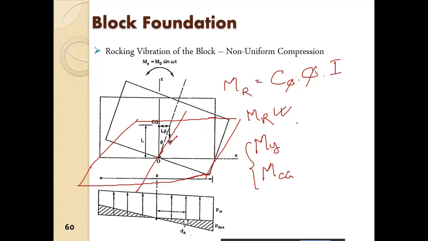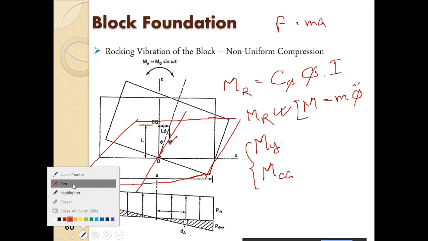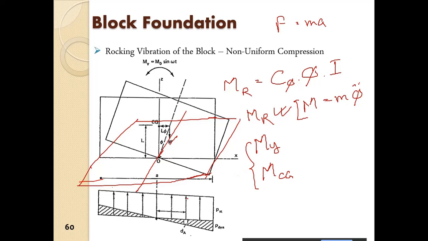So the applied moment is equal to mass moment of inertia into the angular acceleration. Just as F is equal to ma, we have the summation of moments equal to mass moment of inertia into angular acceleration. What we have to do is sum up the moments.